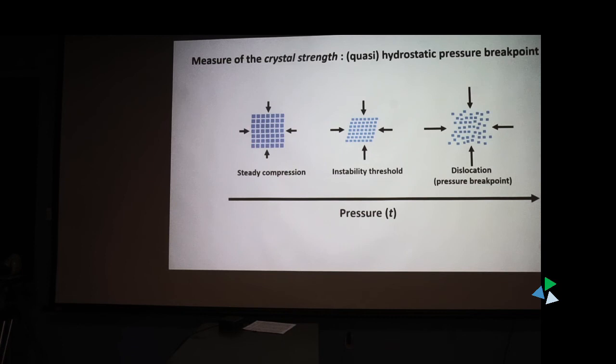So the measure of the crystal strength that we choose to calculate is the hydrostatic pressure breakpoint. What is it? Hydrostatic pressure, you understand what it is. It's a uniform pressure exerted equally on each side of the solid, of the material. So let's start with a solid, a cubic crystal like this, with a small pressure. There is nothing happening. But after a while, as the pressure increases in time, the elastic constants will change, and the crystal will start to distort a little bit. And after a while, when the pressure increases even more, there will be complete dislocation of the crystal, and this is what I call the pressure breakpoint.